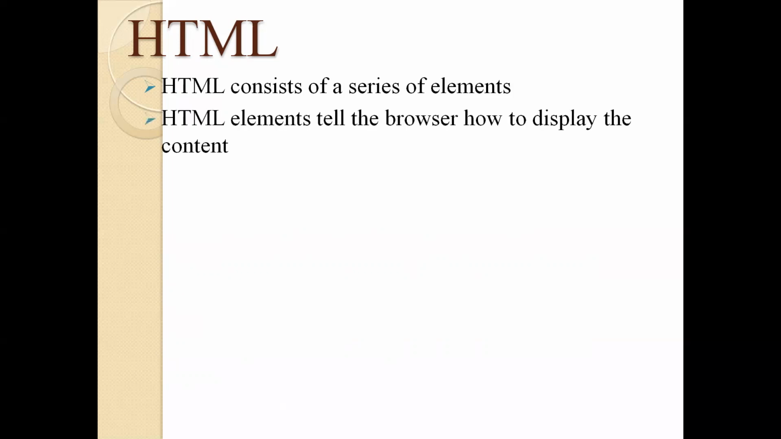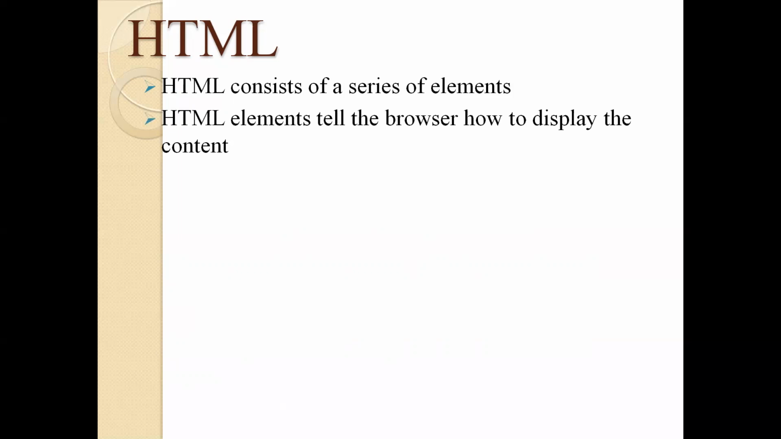And then coming to the next slide, HTML, there are different contents. So what does this HTML consist of? HTML consists of a series of elements. It is not only a single element or a single module, it consists of a series of elements. So let us have a look at what are the different elements this HTML is having.